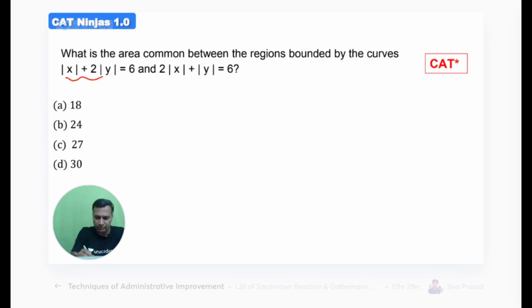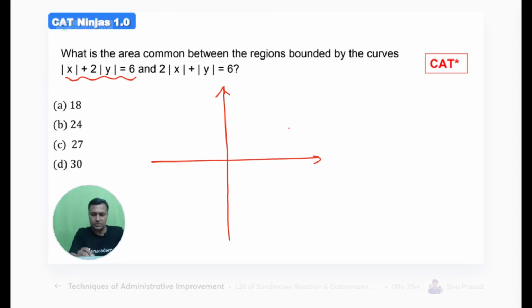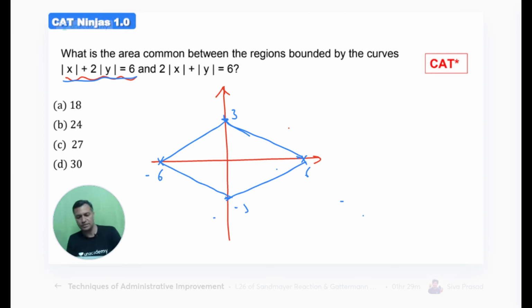This is the first graph. What is this graph trying to tell me? This is giving me one rhombus. Now let's try this. When x is 6 or minus 6, mod x becomes 6 or minus 6, 6 here or minus 6 here. What about y? y is nothing but 3 or minus 3. These are the 4 lines. I have to shortlist 4 lines. This is what you shortlist for the first graph.